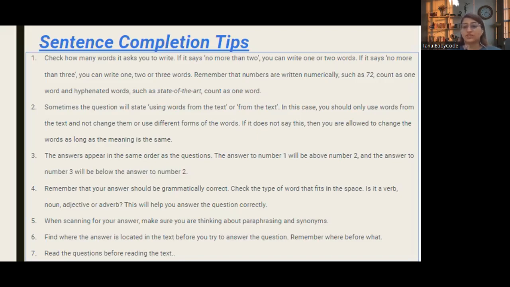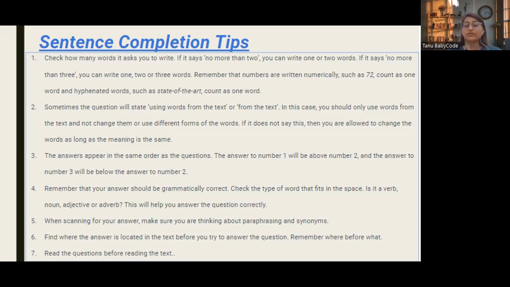You cannot change it. Third one, answers appear in the same order as the question. Answer to number 1 will be above number 2, and answer to number 3 will always be below the answer 2, right? Remember that your answer should be grammatically correct. Check the type of word that fits in your blank, in your space. Is it a verb, noun, adjective, or adverb? This thing will help you to answer the question correctly.